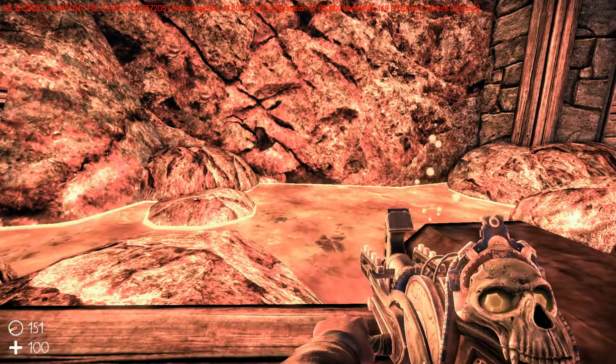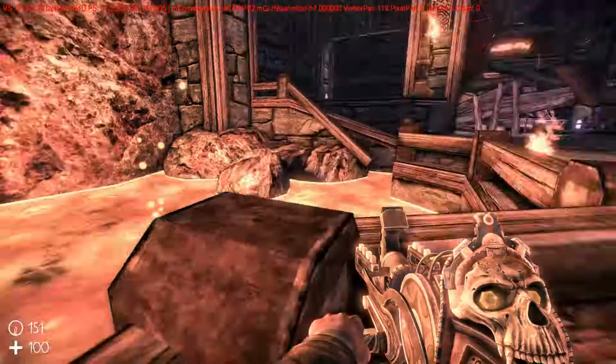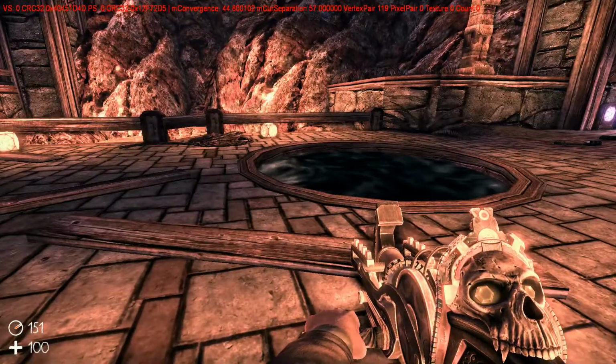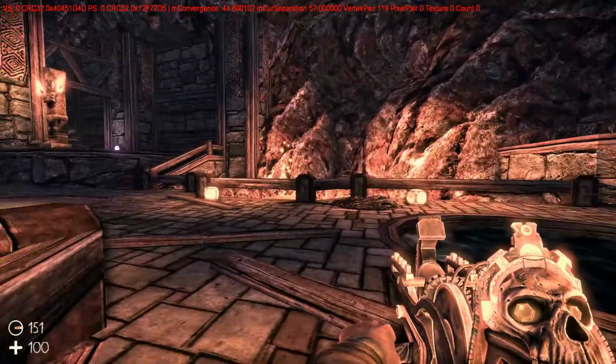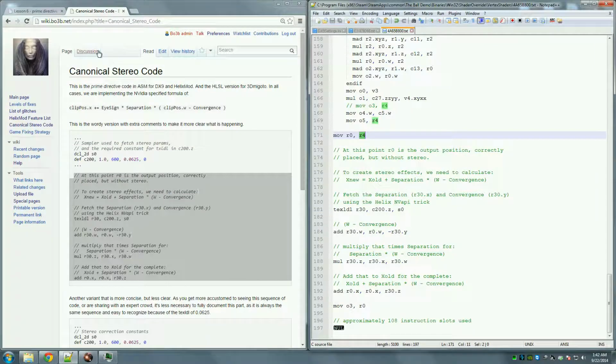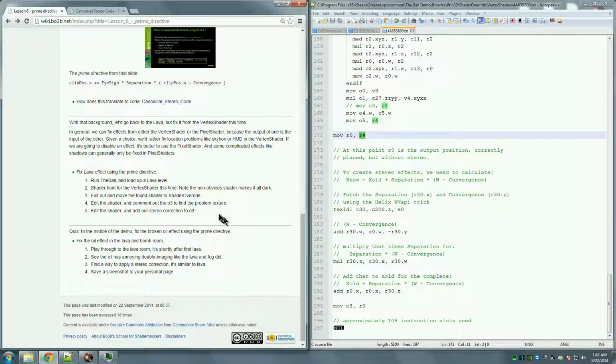How about that? Okay. So that's all I want to show you for the time being here. We're going to switch back out and make sure that we've finished that section. So we've edited the shader, added our stereo correction. It all works. How about that?